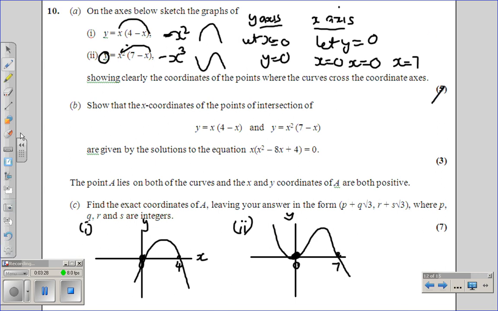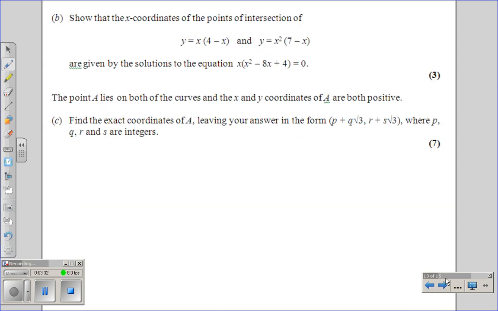Next part. I'm sure I've got this separately somewhere. Here. Yes. Show that the x-coordinates of the points of intersection of those two graphs that we've just drawn are given by the solutions to the equation of this. And so what that's doing is it's directing you to solve these simultaneously. It just says show that the x-coordinates of the points of intersection, so whenever you're trying to find the intersection of two graphs, you do simultaneous equations. So if we attempt to try and start to solve this, we should get an equation looking like that.